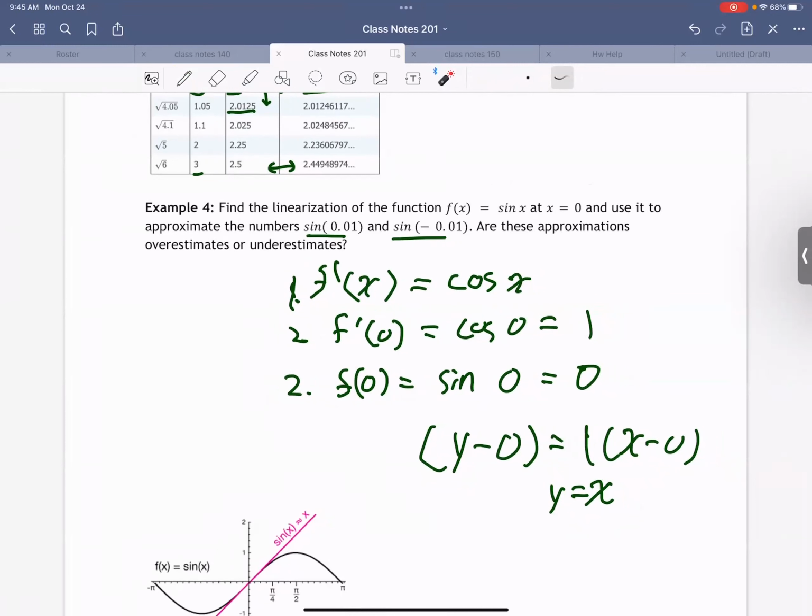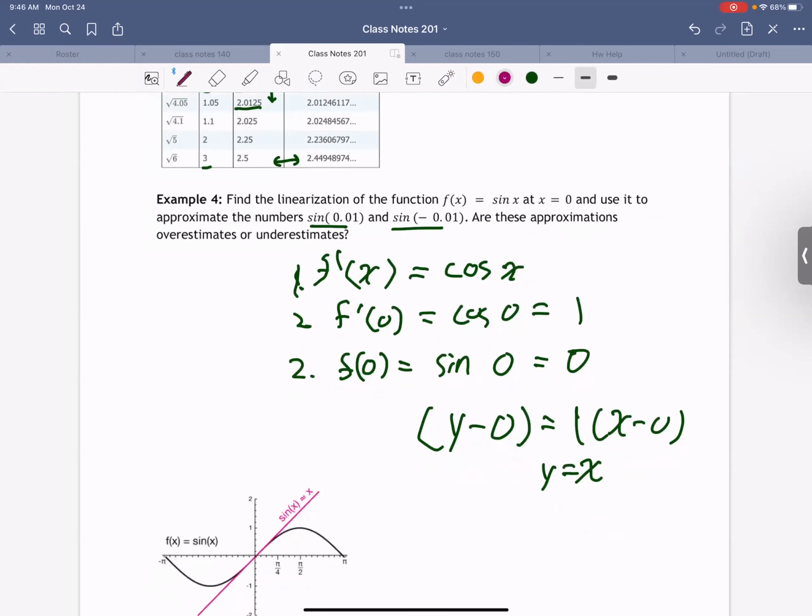So I just found the derivative equation, first step. The second step, I plugged 0 into the derivative to find the slope. Plug 0 into the original function, define its x and y values, set that up in the slope formula, and then simplify it. Perfect. So you got your linearization function. Let me talk about how we do the approximations next.